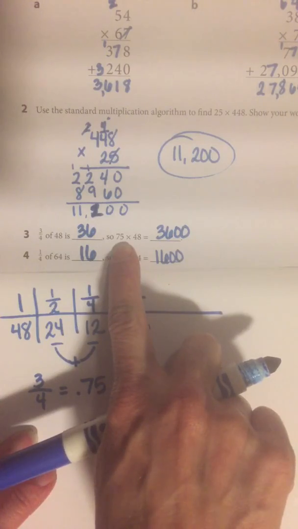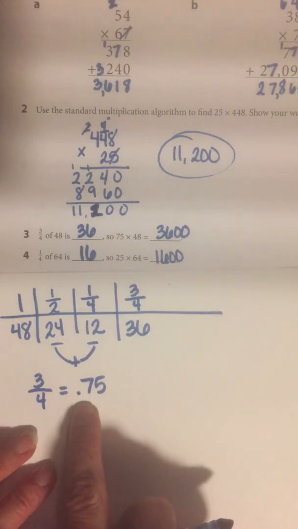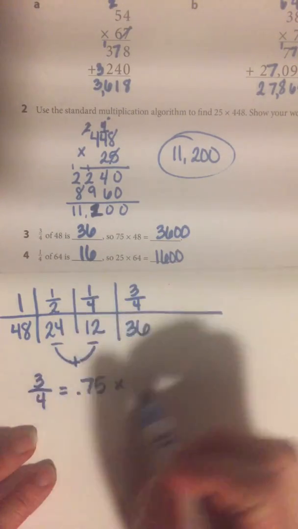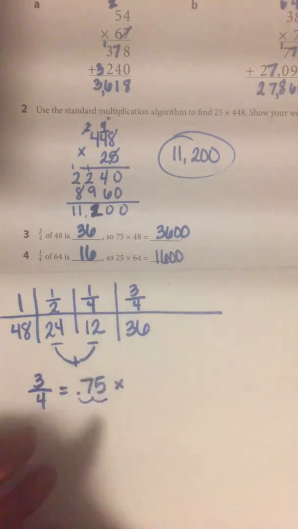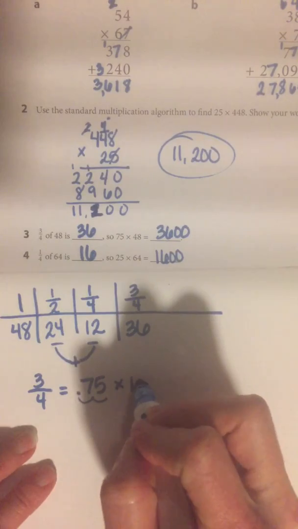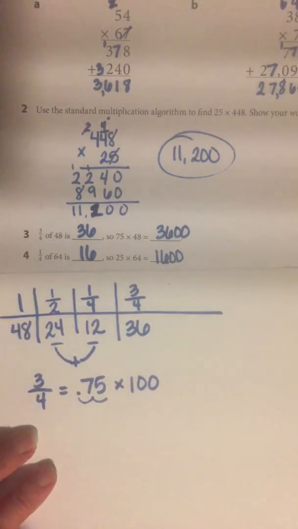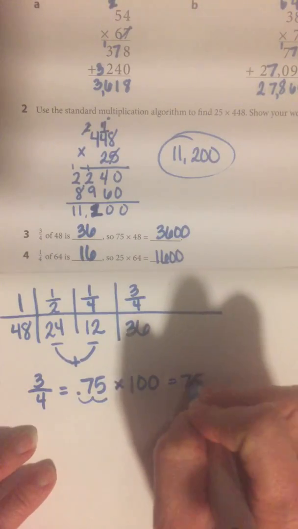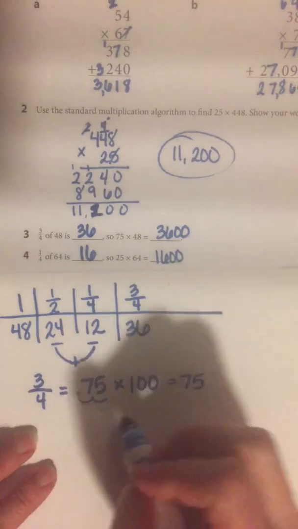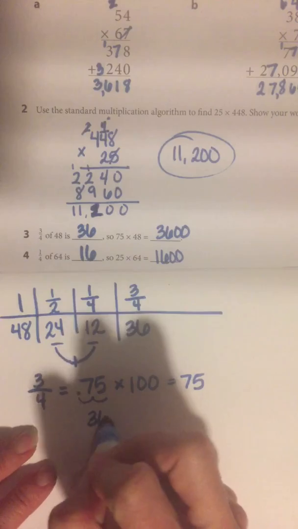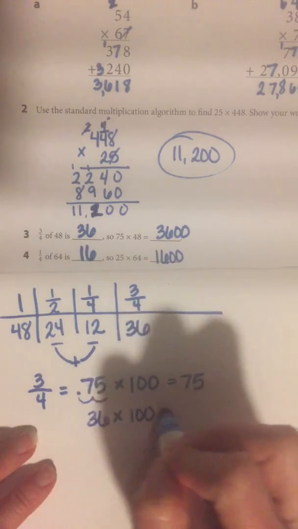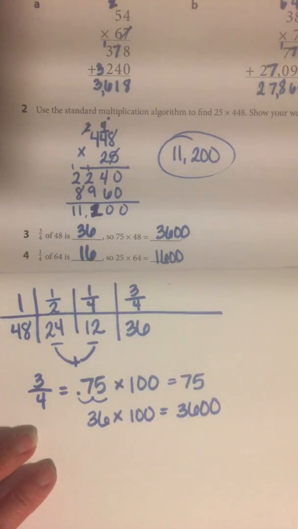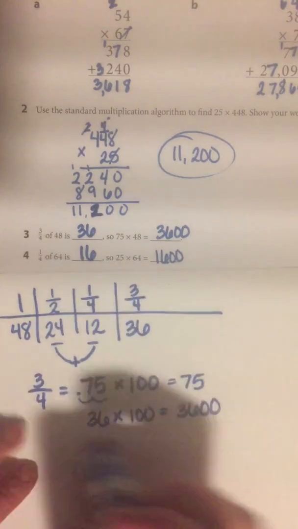If I have 75 instead of 75 hundredths, all I'm doing is multiplying this by 2 place values or multiplying it by 100. So 0.75 times 100 is the same thing as 75. So 36 times 100 would be 3,600. Okay, same thing looking at number 4.